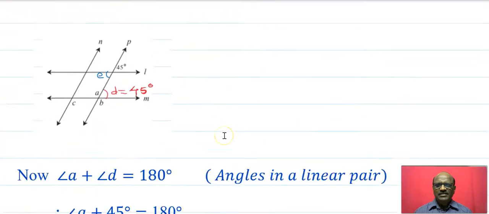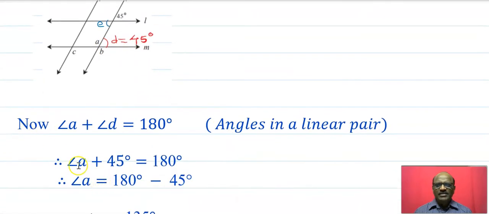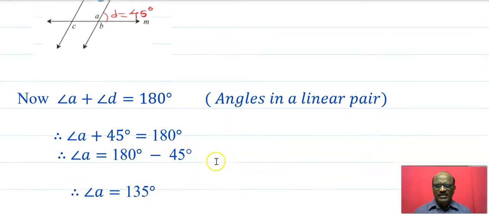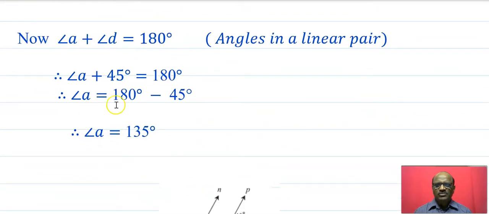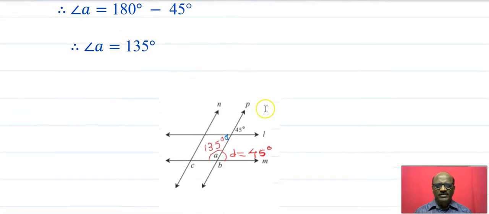Next, the measure of angle A plus D, they are linear angles. Their sum is 180. Therefore, the measure of angle A plus 45 is equal to 180. Therefore, the measure of angle A is equal to 180 minus 45, which is 135 degrees. That is how we get the measure of angle A.